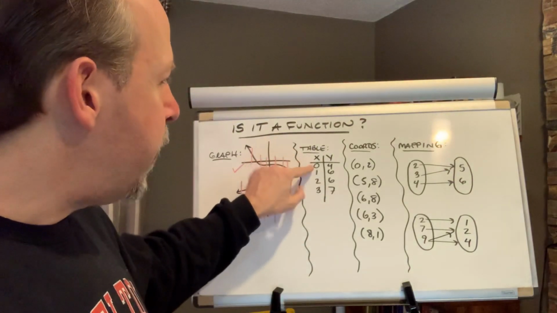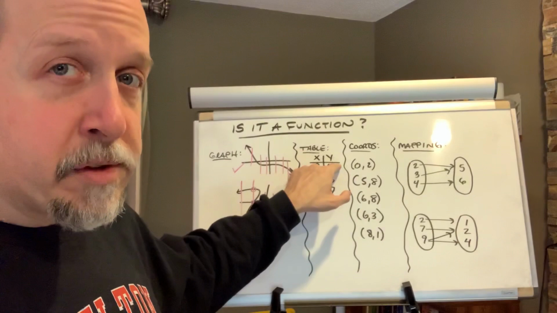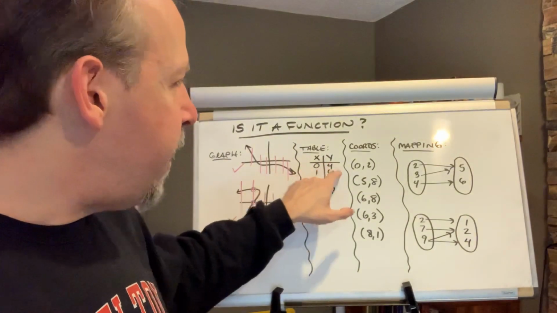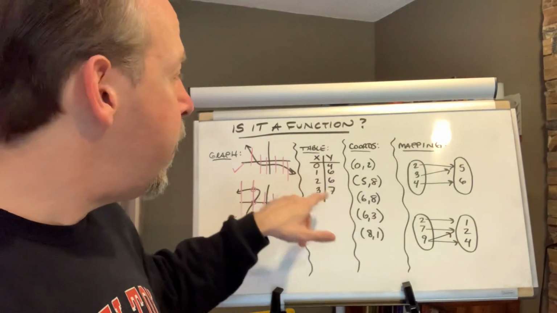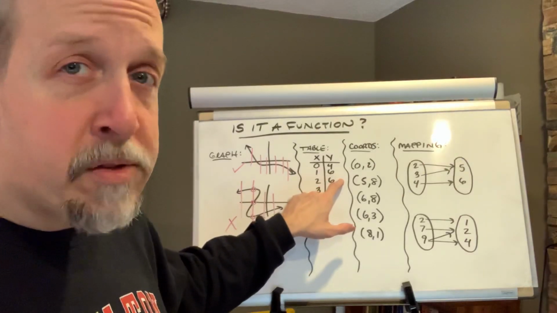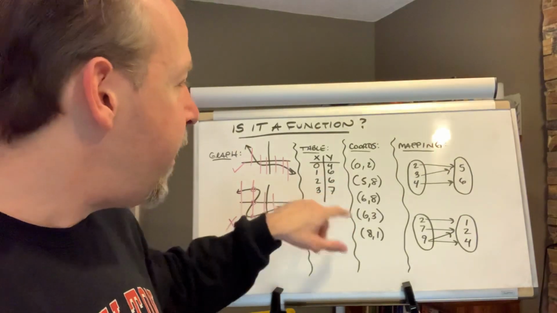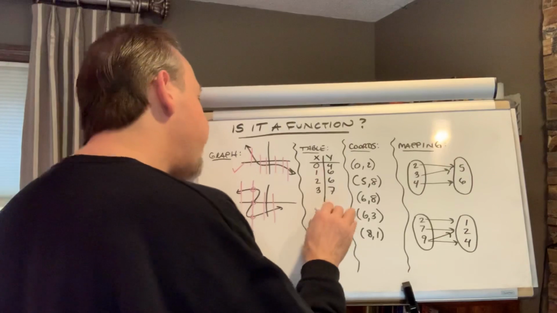So if I plug in a 0, I get out a 4. There's only one solution. If I plug in a 1, I get out a 6. There's only one solution. Plugging in a 2 gets a 6 also. Still one solution for the 2. 3 gets a 7. That is a function.